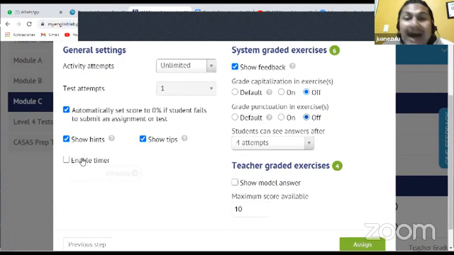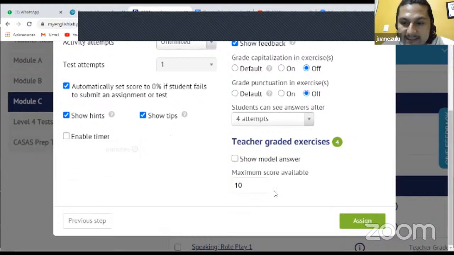There is no time, okay? Once you start doing your activities, there is no time limit. Show the model answer, no. Okay, and the maximum score is 10. So let me assign this.